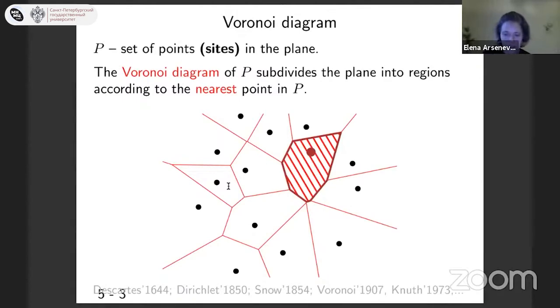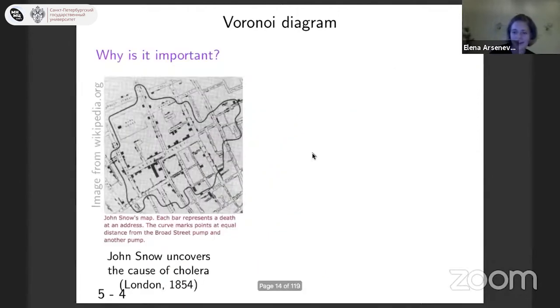Okay, so here's a little more explanation. Consider the region of this big marked point. For every point in this dashed region, this big marked point will be the nearest among the sites. Okay, so if you have any questions here, please ask, because it's important to understand this concept. If you notice that you have questions afterwards, you can also ask. So just a little story about Voronoi diagrams as an illustration.